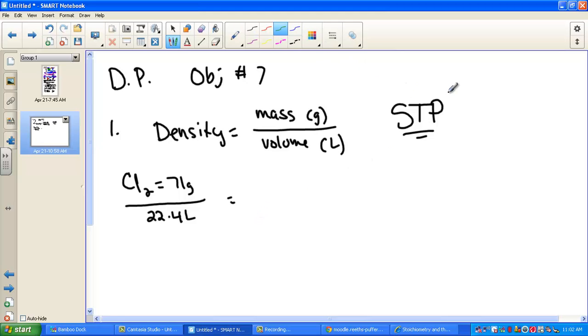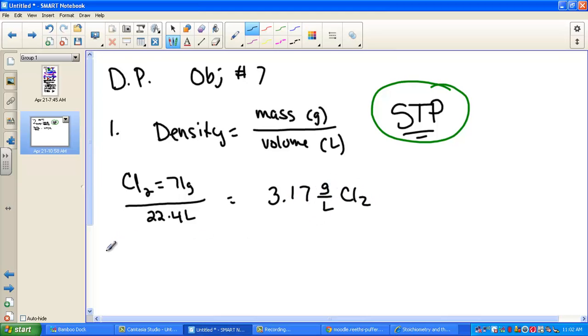Remember, it's these three little words that made this problem so easy. Standard, temperature, and pressure: molar mass over molar volume. So hit with me, 71 molar mass in grams, divided by 22.4 molar volume in liters, 3.17 grams per liter of chlorine.